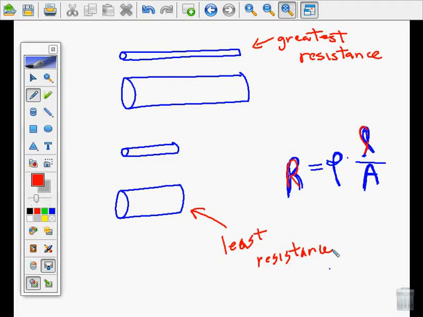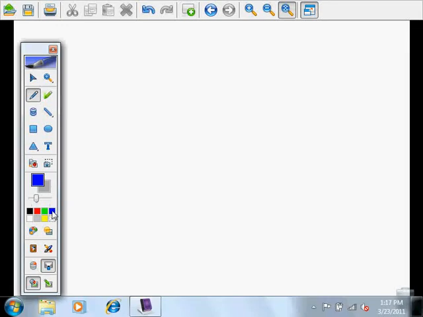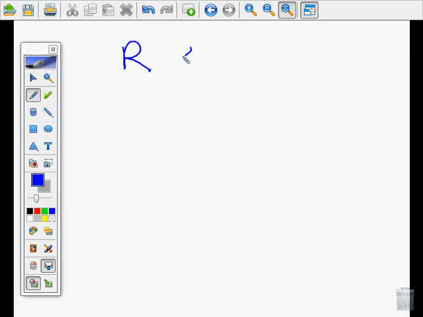Now there's one more factor that's not shown in this formula, and that factor is the temperature of the wire. The overall resistance is directly proportional to the temperature of the wire. If the wire heats up, the inside atoms are going to have more jostling, more kinetic energy, and it's going to be harder for the charge to move through that craziness.